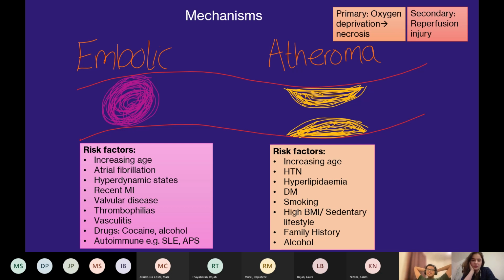There's one that this patient had in particular, and it is probably the one that would come up in exams. So which ones of these are embolic and which are atheromatous? Because you've given us both. So which ones are embolic first? Just put the embolic ones first.